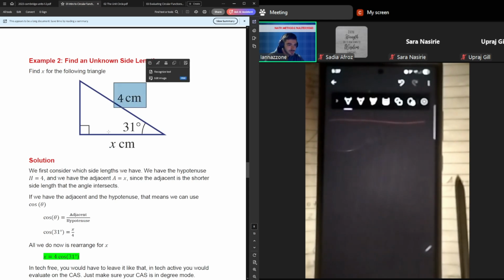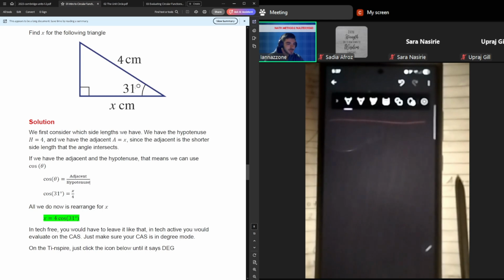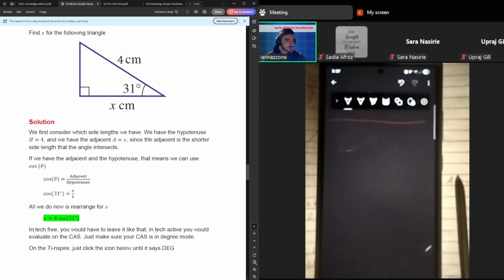We have adjacent, we have hypotenuse, we have adjacent. That means cosine theta is going to be the trig ratio that'll be useful for there. Theta is 31 degrees. The adjacent is x, the hypotenuse is 4, and so you would just rearrange that until you get the thing that you needed, which in this case was x.